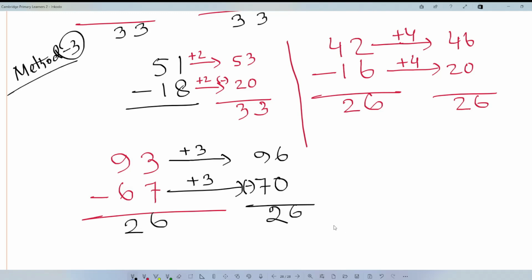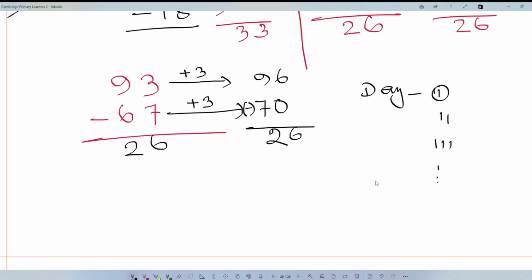Now let me know which method is perfect for your kids. Please don't pressurize them. Make practice. Day 1 tough, 2 tough, 3 tough, but one day a subtraction will be very easy for them. So never pressurize them.